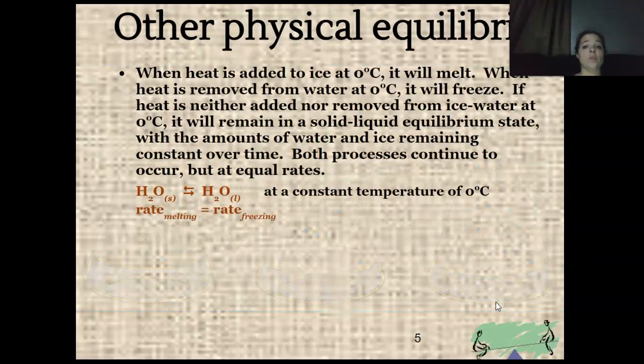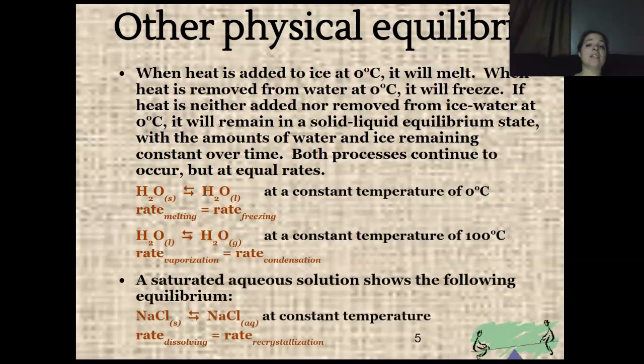Okay? So other physical equilibria. When heat is added to ice, it melts. When heat is removed from water, it freezes. So if heat is neither added nor removed from ice water at 0 degrees Celsius, it will remain in the solid-liquid state at equilibrium, with the amount of water and ice remaining constant over time. Both processes continue to occur, but at equal rates. So here you see the rate of the solid is the same as the rate of liquid, which is the same rate of melting and freezing.